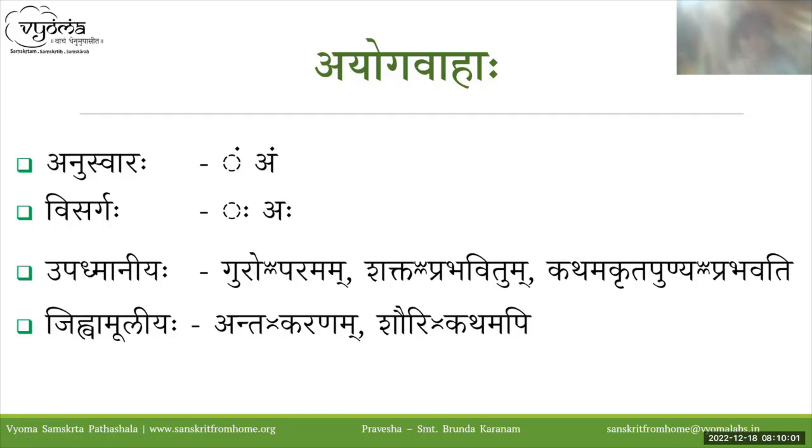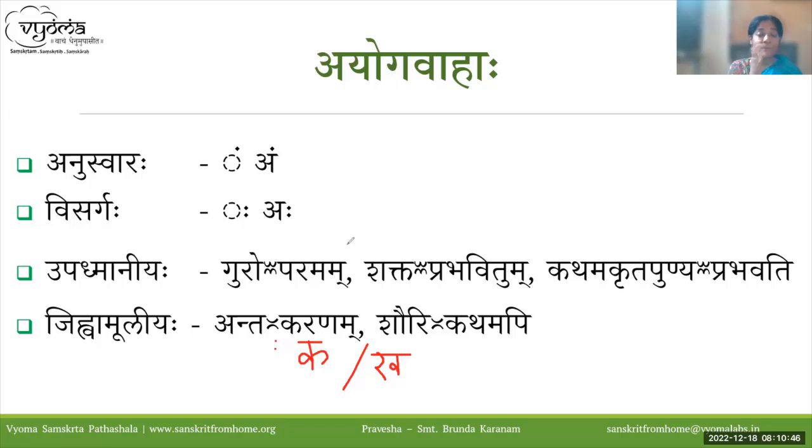Similar to upadhmaniya, whenever a visarga is followed by ka, another letter in Sanskrit, or kha, both these being consonants, we get this pronunciation of jihvamuliya. How does it happen? Antaha karanam. Actually this word is antaha, with a visarga, karanam. But when we pronounce it, it is antah karanam.